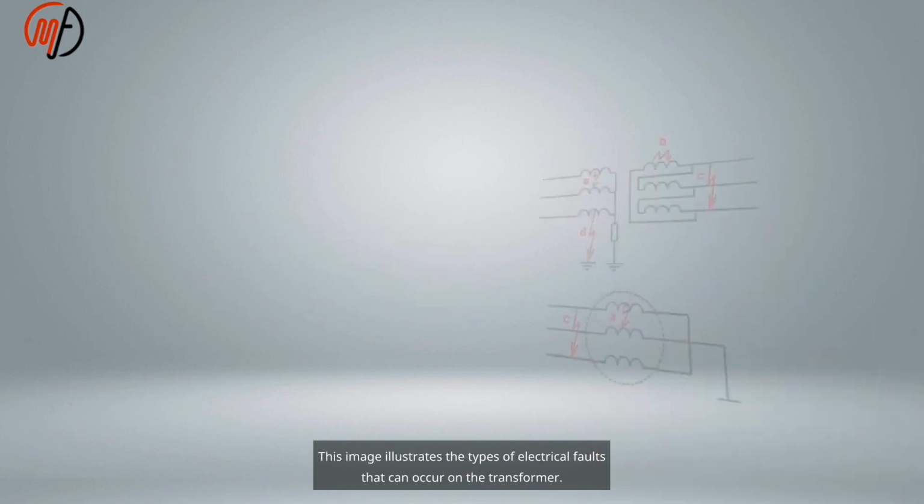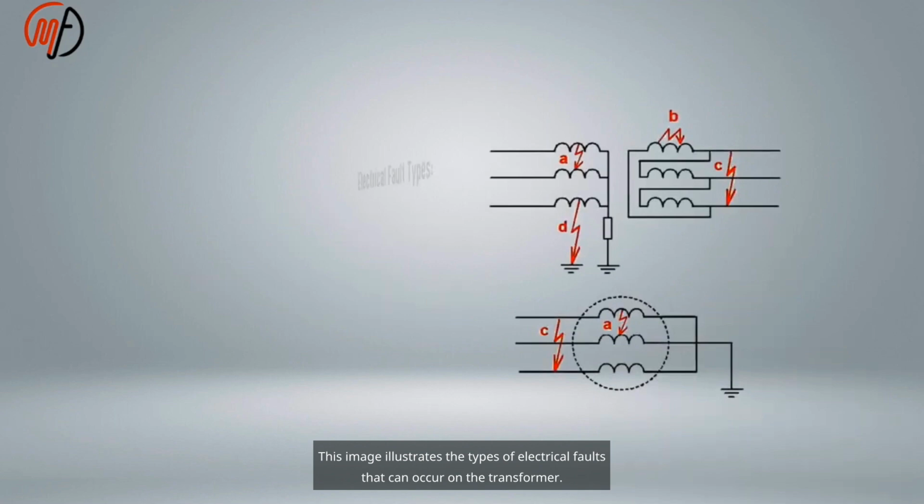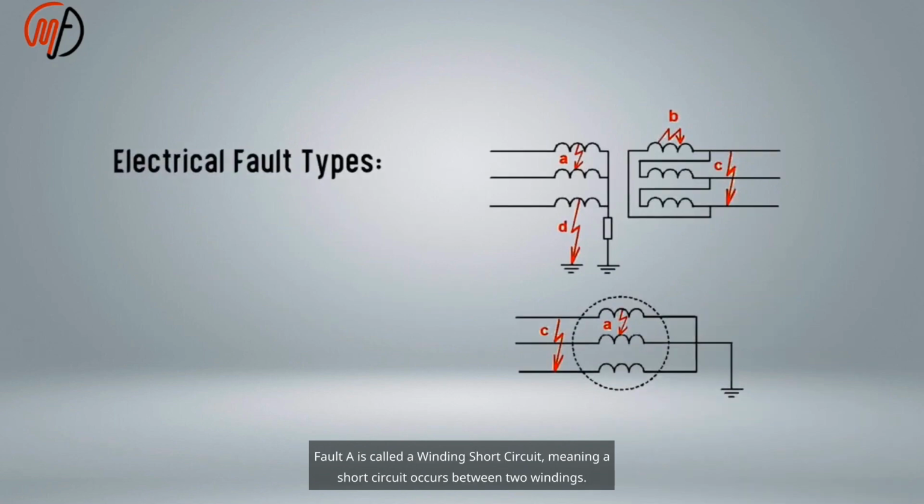This image illustrates the types of electrical faults that can occur on the transformer. Fault A is called a winding short circuit, meaning a short circuit occurs between two windings.